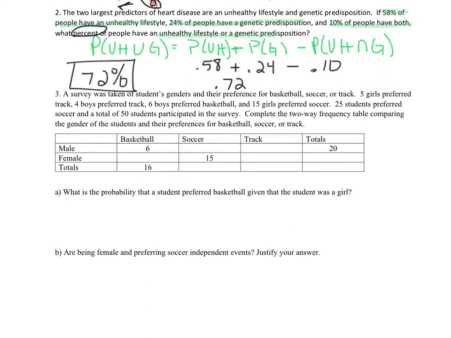Complete the two-way frequency table comparing the gender of the students and their preferences to soccer or track, basketball, soccer, or track. So first off, they say there are 50 students, so I'm going to put 50 in this last box here, which will tell me that 30 goes here by just subtracting.